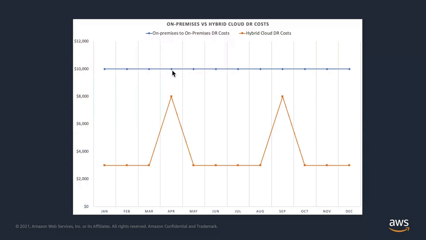And then over a period of time, you start consuming. Whereas in a hybrid cloud DR cost, the costs are pretty low in a steady state situation, and the costs spike up only when you actually do a disaster recovery. And that's when a majority of your compute gets consumed. And then it goes away as soon as your DR is over or your DR testing is over.